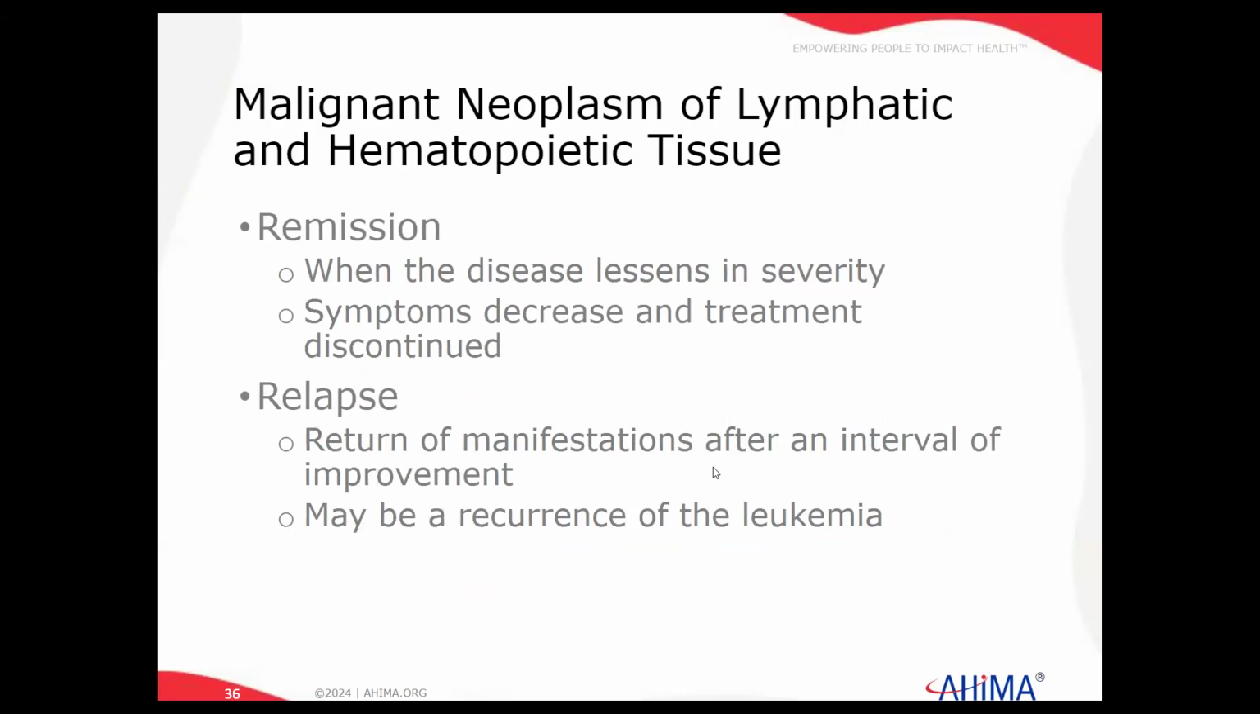What do we mean by remission and relapse? Remission is when symptoms are absent and the disease seemingly goes away, or when they decrease and require less or discontinued treatment. When we have a relapse, we have a return of all the symptoms after an interval of the symptoms being gone. You could also use the term recurrence, meaning the same thing as a relapse.